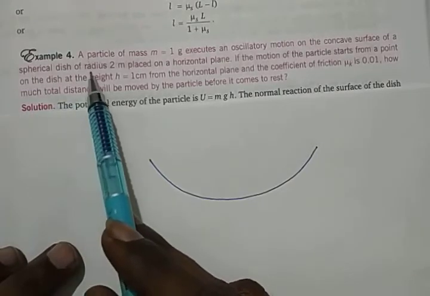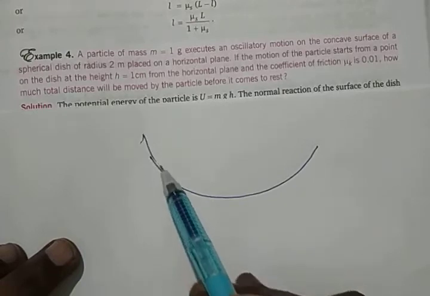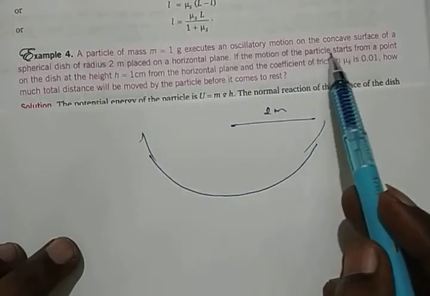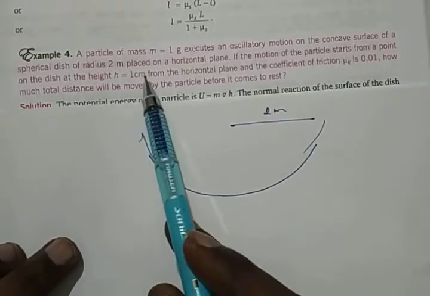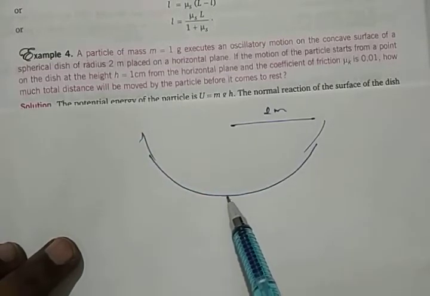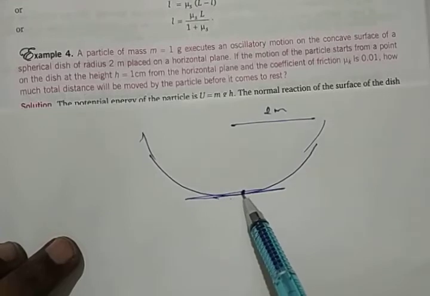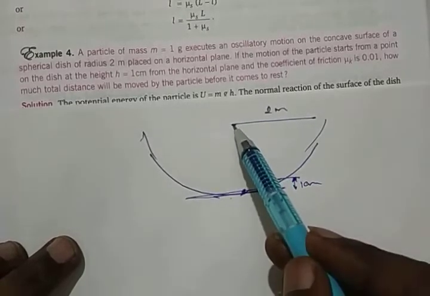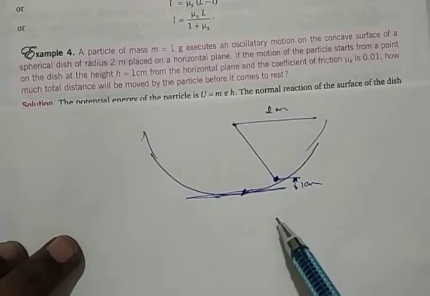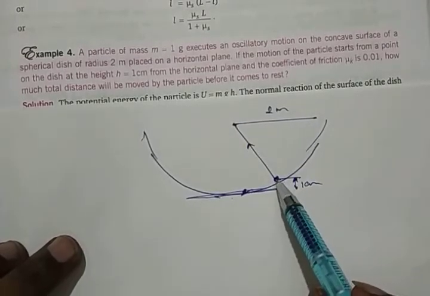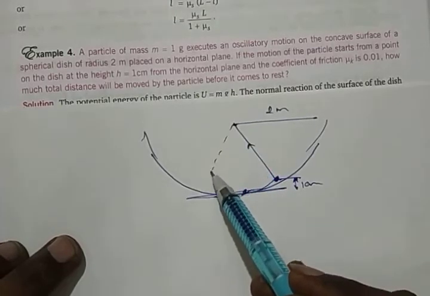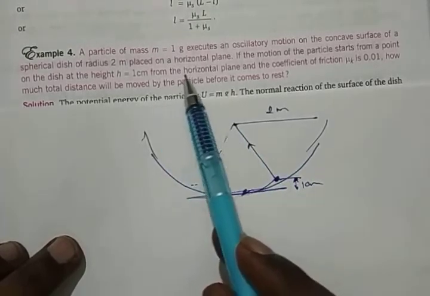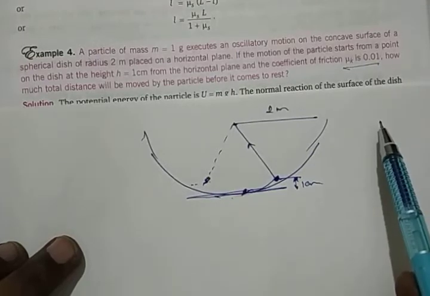The spherical dish has a radius of 2 meters. If the motion of the particle starts from a point on the dish at a height of 1 centimeter from the horizontal, so from this height it has gone up 1 centimeter. So this particle is hanging here like this, and it's going to come down in an oscillatory motion, coming down and then going like this. So from the horizontal plane, and this is the value of the friction.